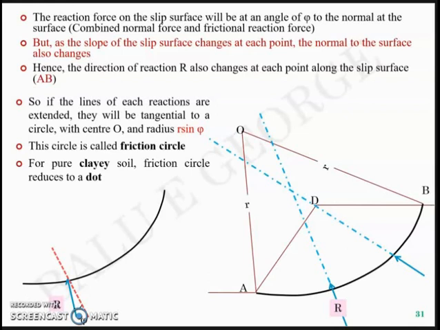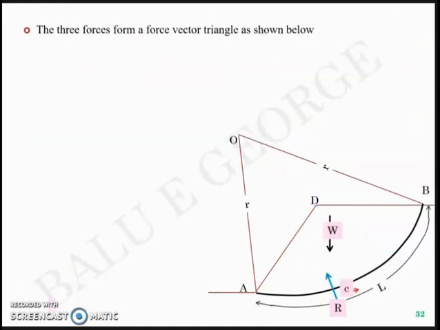In case of c-phi soils, where it's not purely clay and it does have a phi component, you will have a circle with center O like this and a radius equal to r sine phi. That concept is called the friction circle concept. Now, based on the friction circle concept, you can have these three forces acting. Number 1 is the weight, number 2 is the reaction, number 3 is the cohesion mobilized.